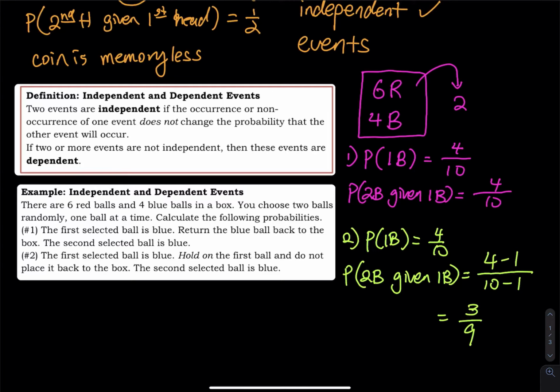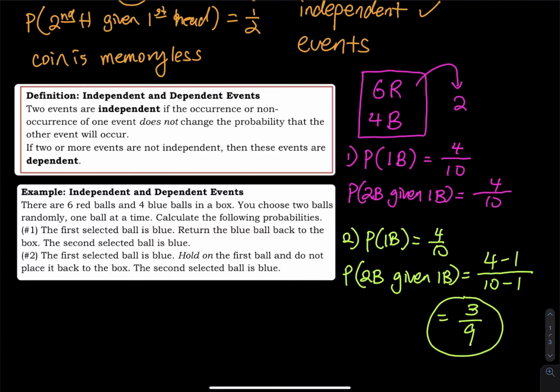So in number 1, the first blue and second blue, they are independent, right? Because these two events don't affect each other. But in number 2, if you don't put the ball back in the box, that affects the total. So the first probability affects the second probability. That means we say that these two events are dependent. The second blue ball, that probability, these 3/9, depends on the result of the first probability. So since they affect each other, they are dependent events.